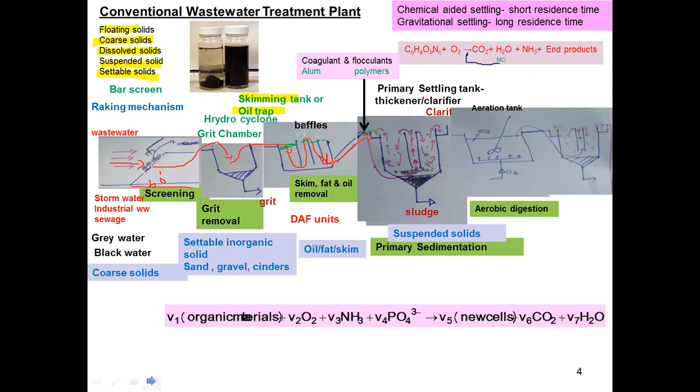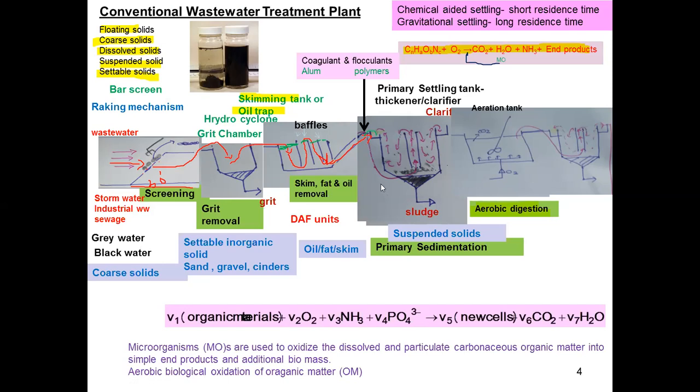So anyway, this is the simple explanation that we can remember. Organic matter is converted to CO2, H2O and other end products by microorganisms in the presence of oxygen. So this is called aerobic digestion. So here now you can see microorganisms are used to oxidize the dissolved and particulate carbonaceous organic matter into simple end products and additional biomass.